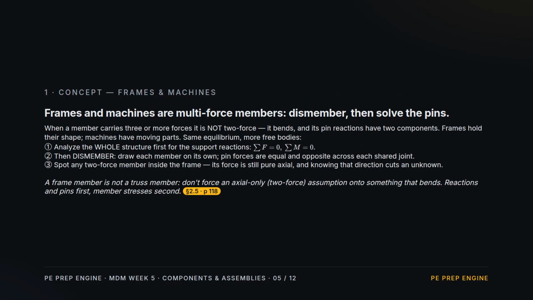Concept 4. Frames and machines. When a member takes 3 or more forces, it isn't two force, it bends, and its pin reactions have 2 components. Frames hold their shape, machines move, but the tool is the same. Analyze the whole structure first for the support reactions, then dismember. Draw each member separately with pin forces equal and opposite across each joint. And always look for a two-force member hiding inside the frame. Its axial only direction is a free unknown, eliminated.